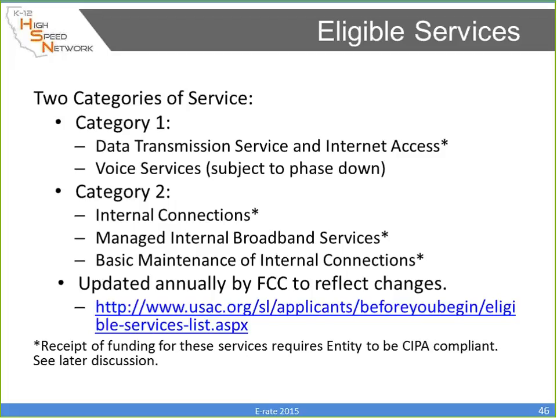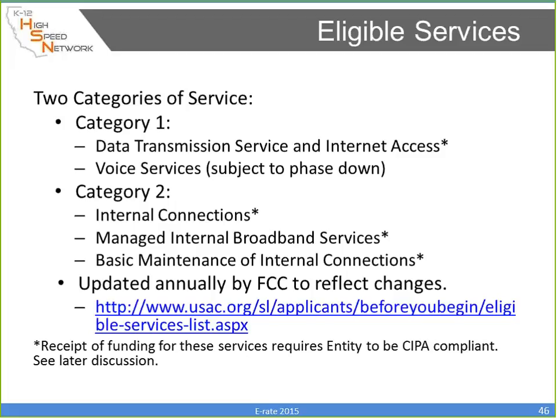Category 2 covers your internal connections, managed internal broadband services, that's new, and your basic maintenance of those eligible internal connections. USAC and the FCC update this list annually to finesse it, based on what they're seeing in the field: what should be eligible, what should be added, what should be removed, or what should be modified.